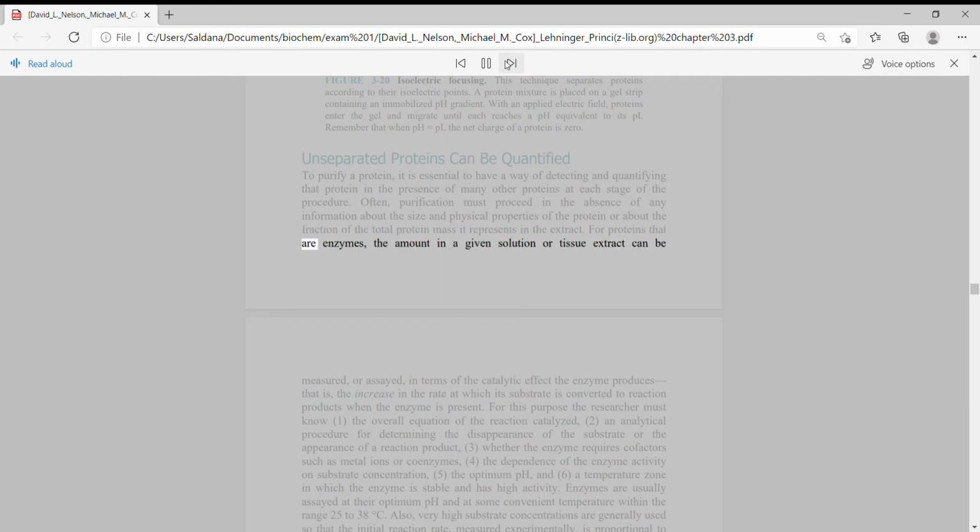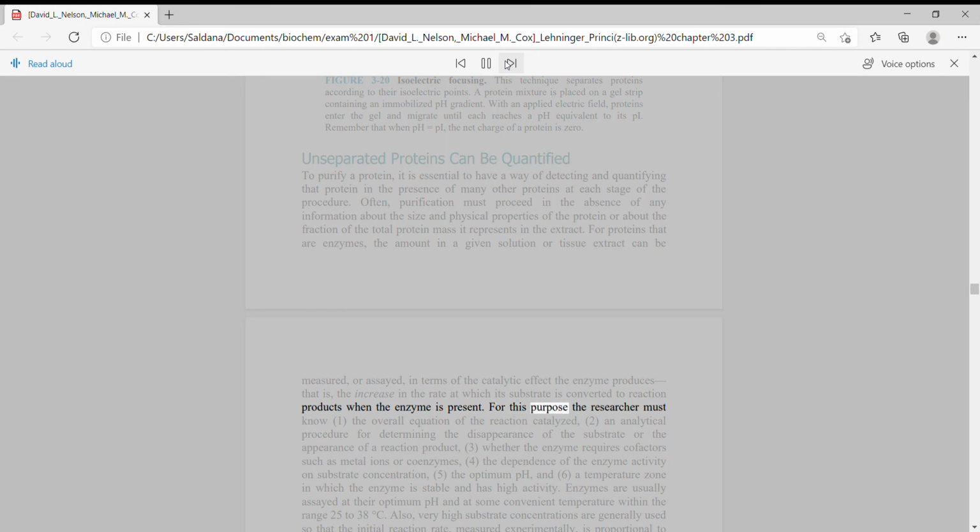For proteins that are enzymes, the amount in a given solution or tissue extract can be measured, or assayed, in terms of the catalytic effect the enzyme produces, that is, the increase in the rate at which its substrate is converted to reaction products when the enzyme is present.